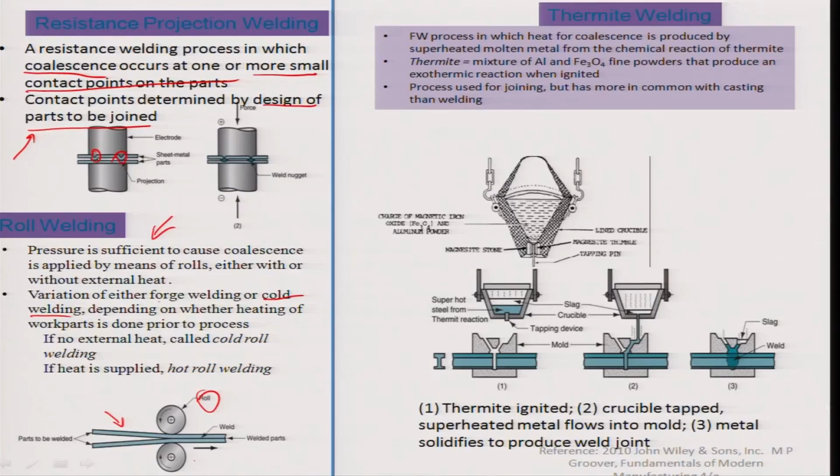If there is forge welding, there is some preheating action for this process to occur, and so you can have both hot rolled and cold rolled welds between sheets using this method. This is again another very interesting method: thermite welding.